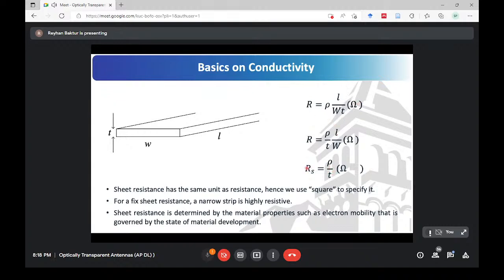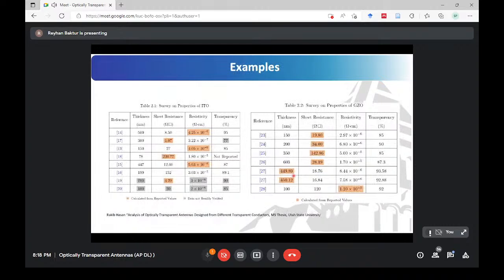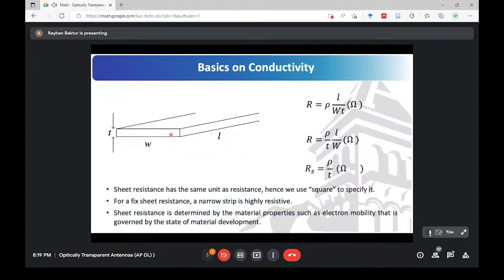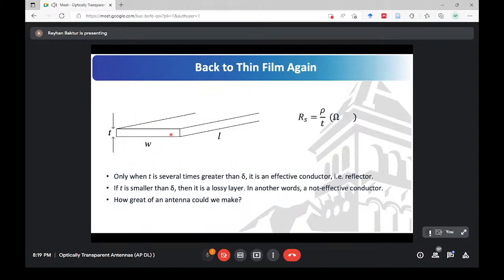So the surface resistance is basically the resistivity of the material over the thickness. For example, over here, this material, the surface resistance is 8.5 ohm square. So we know the thickness, therefore we can compute its resistivity. And from its resistivity, as long as you know the width and the length, then you can compute the resistance. Okay? Shall we move on? Yes, sure. Okay. All right.